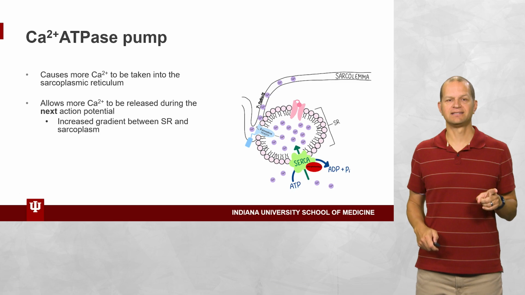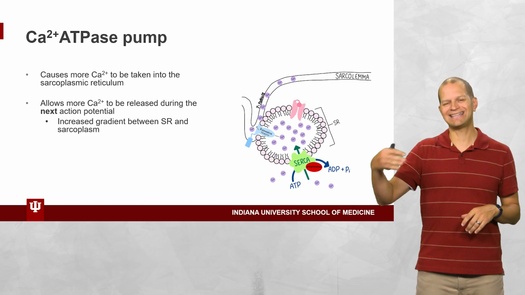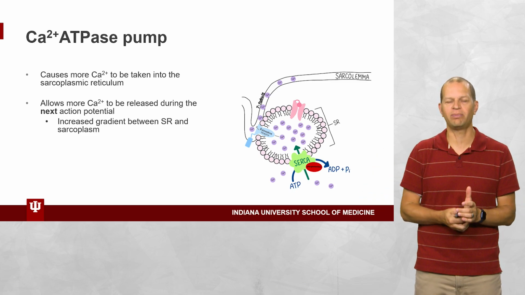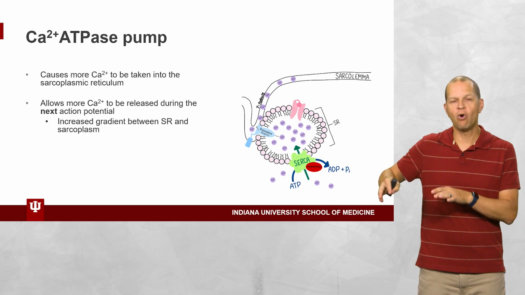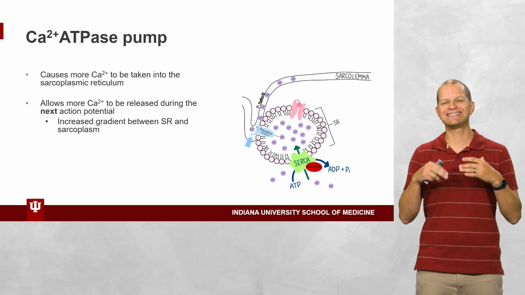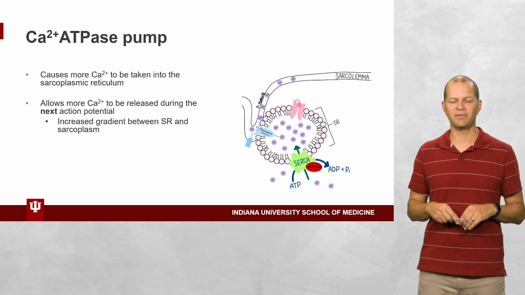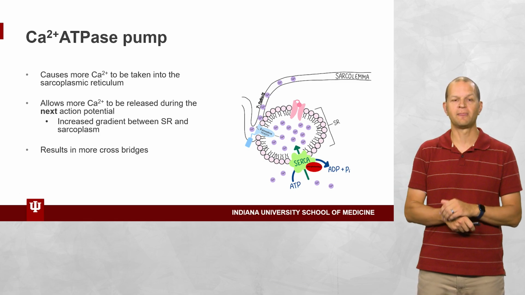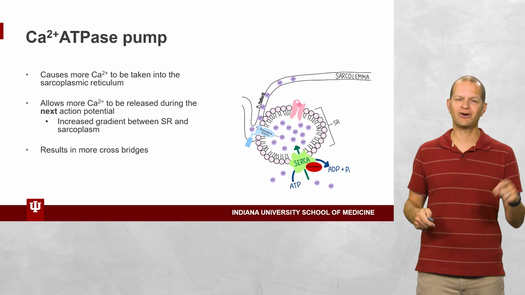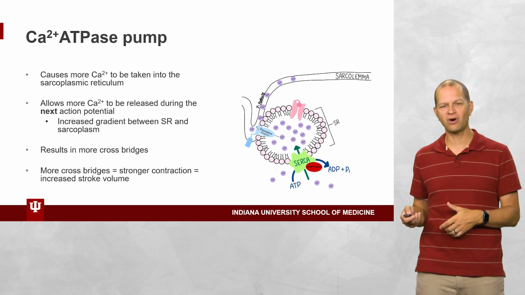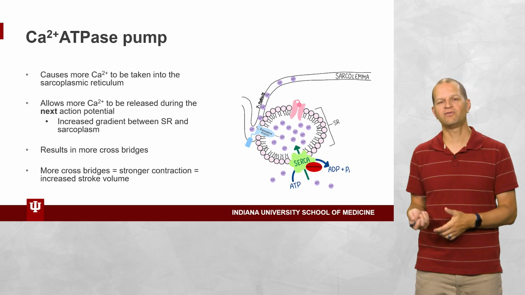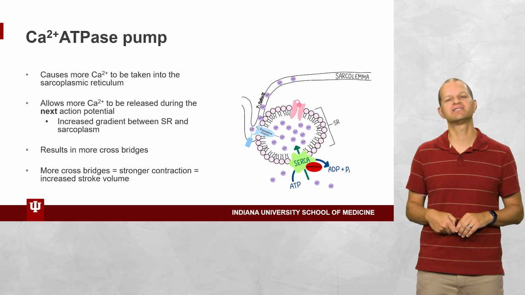Okay, but what happens is the next time there's an action potential and the sarcoplasmic reticulum opens up, more calcium is able to be released because there is a larger gradient between the sarcoplasmic reticulum and the sarcoplasm. Remember, larger gradient, larger flow. As a result, more calcium, more cross bridges, more force. And in this case, that more force translates into an increased stroke volume.